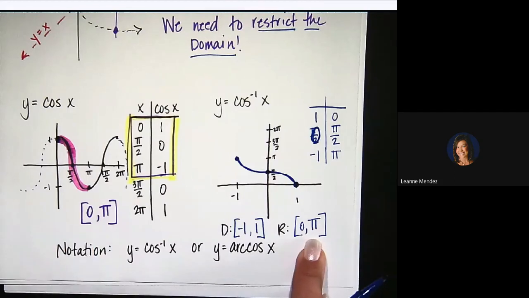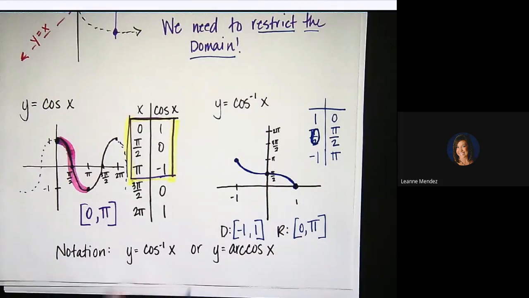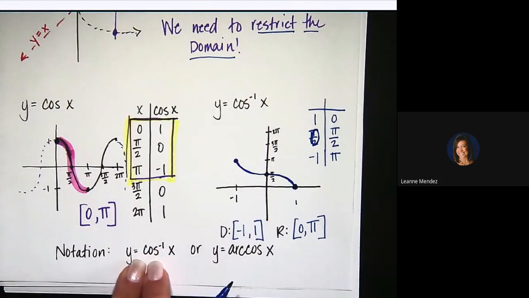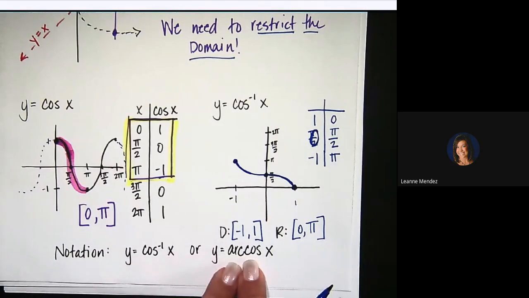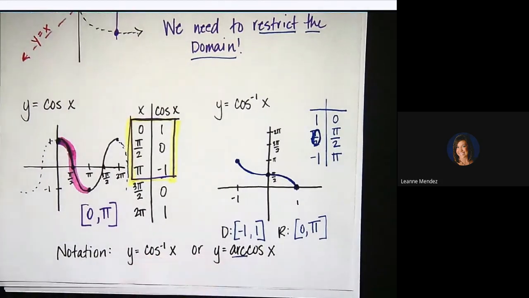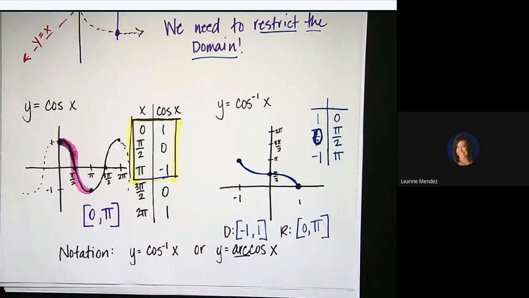Okay. Now the next thing that I'm going to note here, notation. In this unit, you're going to see 2 versions of these inverses. You may see cosine to the negative 1 exponent. The negative 1 should be attached to cosine, not to the x. Cosine inverse of x, or we're going to refer to it as arc cosine. So whenever you see this arc in front of cosine, it means cosine inverse, because we're referring to the arc that it covers. Okay, so that is cosine.